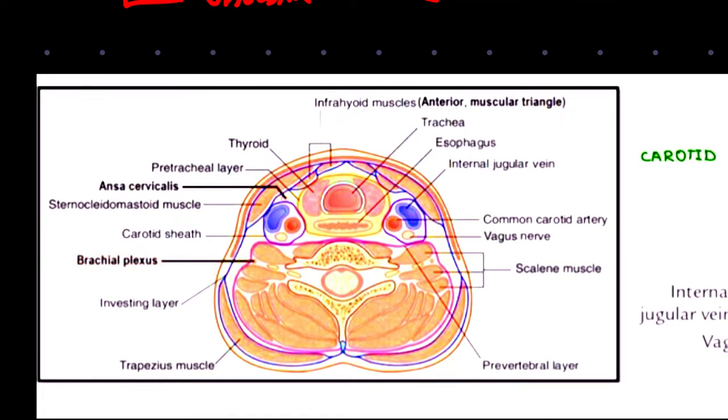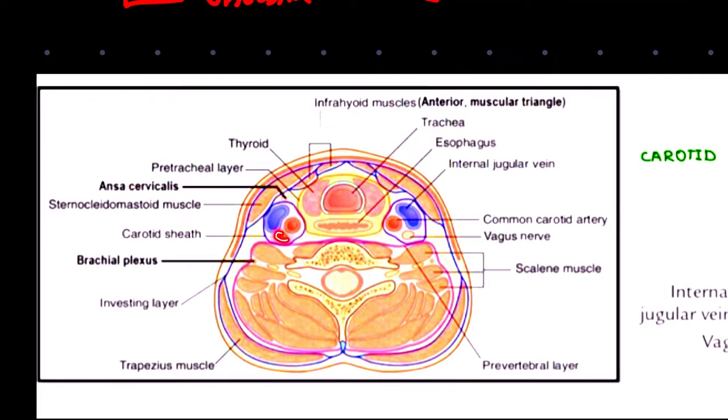Now let's talk about the ansa cervicalis. Where is this ansa cervicalis located? It is located anterior to the carotid sheath. It will supply the omohyoid, sternohyoid, and the anterior neck muscles, right? We are into the nerves right now. We talked about the brachial plexus, we talked about the ansa cervicalis.